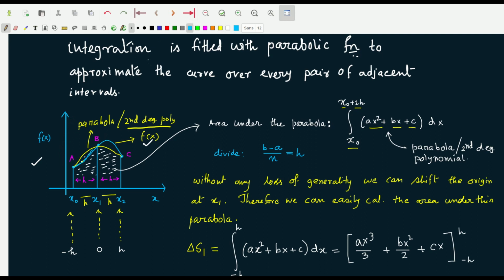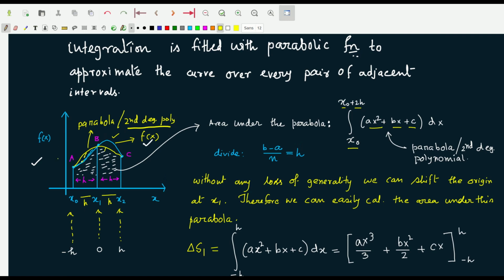by this yellow parabola, and this is an approximation. The actual one is this one, but I am just integrating the area under this yellow curve, and that is basically the integral from x0 to x0 plus 2h of (ax square plus bx plus c) dx. And the parabola is a second degree polynomial, unlike in the trapezoidal method where we have used a straight line.